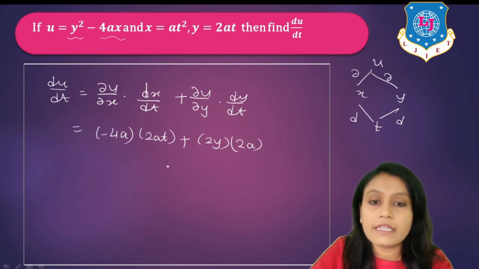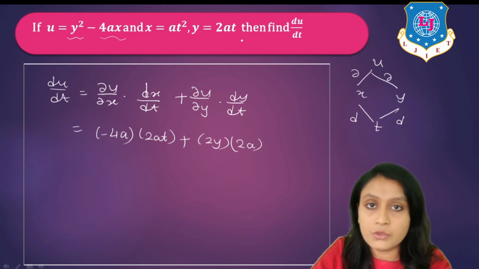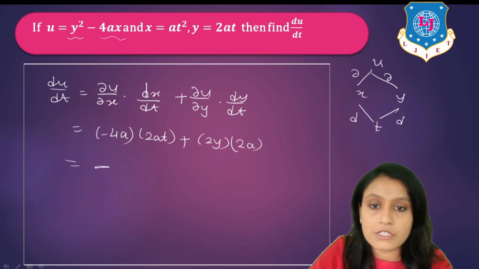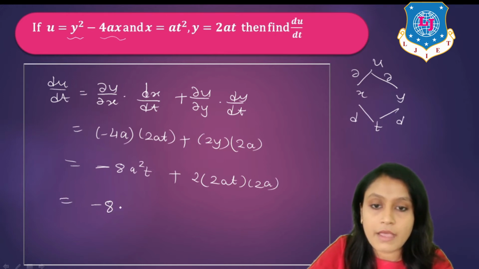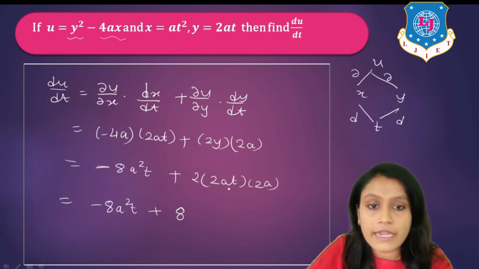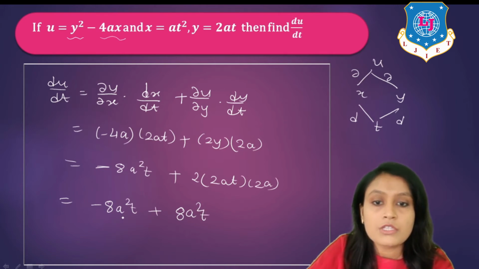Okay, now we will write everything in the form of t. So in place of this y we have to write 2at and we have to simplify. Okay, firstly simplify this. So from this you will get minus 8a square t. Okay, plus 2. In place of y write down 2at into 2a. Simplify this further, so you will get minus 8a square t plus, now 2 into 2 into 2, so 8 again. Okay, and a square t. So this 2 will get cancelled and answer is 0.